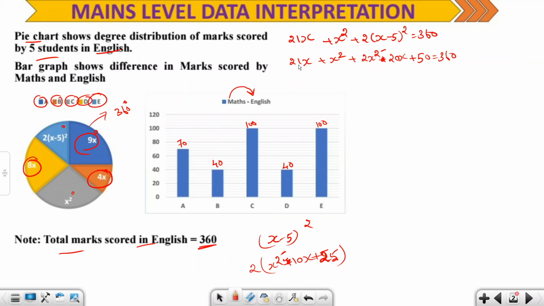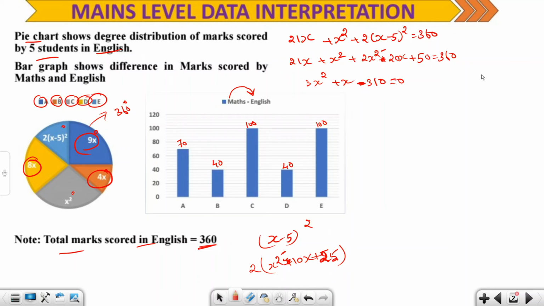So 21x minus 20x, how much is it? Plus x. So 2x square plus x square is nothing but 3x square. Then 50 minus 360, how much is it? Minus 310, which is equal to 0.